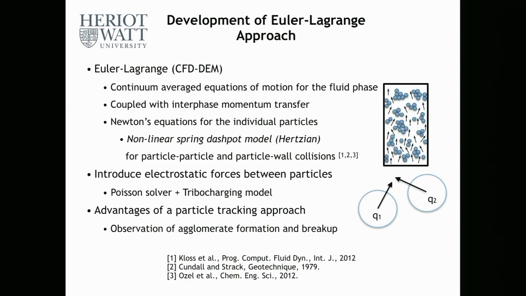So we use a soft sphere model. It means that the collision is not instantaneous, so we resolve the overlapping of the particles. And these particles also carry charges, and we have a turbocharging model, the charge transfer rate, and also we solve a Poisson solver to compute the electric field. So this is a kind of mesoscale modeling. The main advantage is we can easily observe the agglomeration and breakup of the particles.